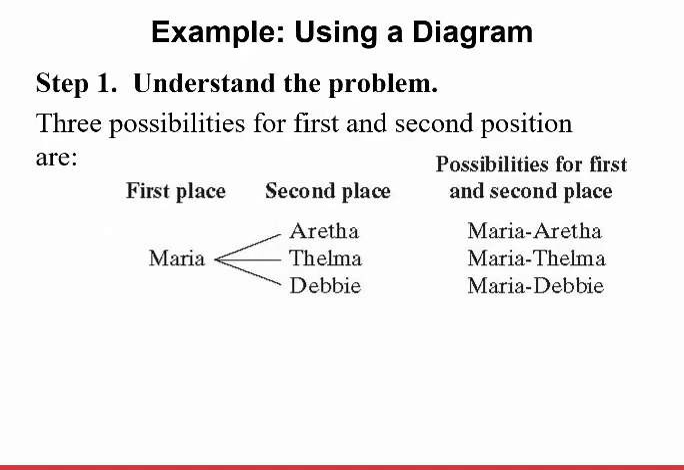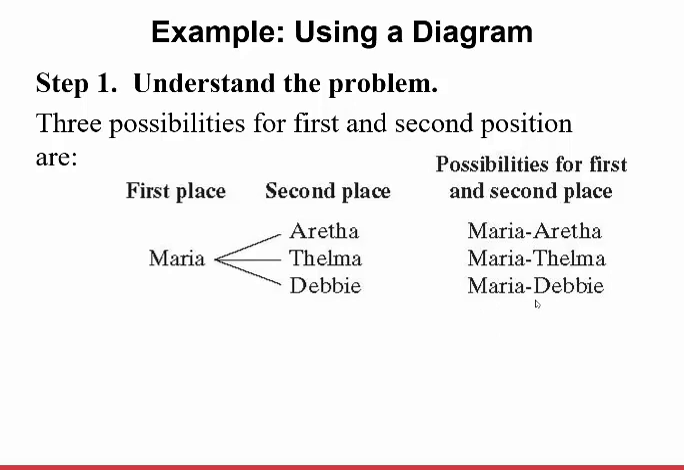Okay, so let's understand the problem. There are three possibilities for first and second position. So you could have first place, just take Maria, and then there are three people for the second place: Aretha, Thelma, and Debbie. So those are the possibilities for first and second place here. Now these are all with Maria finishing first.